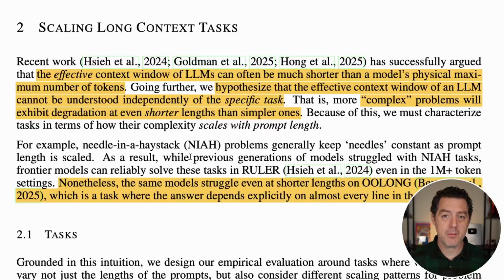All right, so let me talk about the actual tests. We talked about needle in a haystack multiple times. I'm going to explain what that is, but let me actually just give you a little brief on these tests. The effective context window of LLMs can often be much shorter than a model's physical maximum number of tokens. So when you hear this model can support 256K tokens, that is the physical limit.